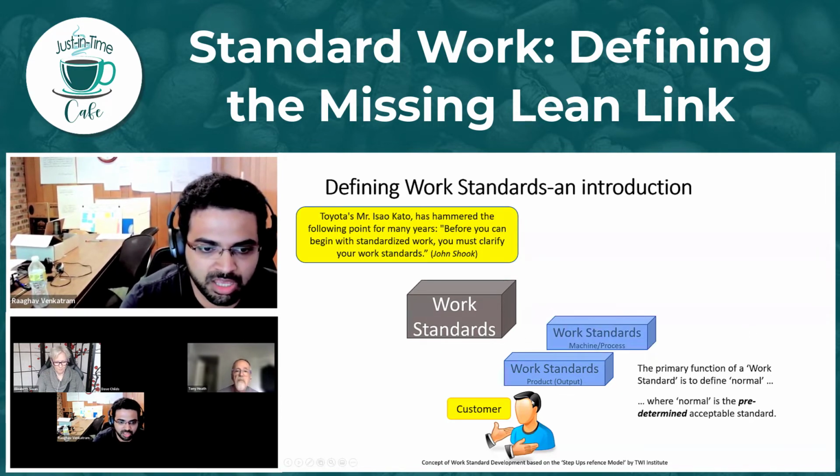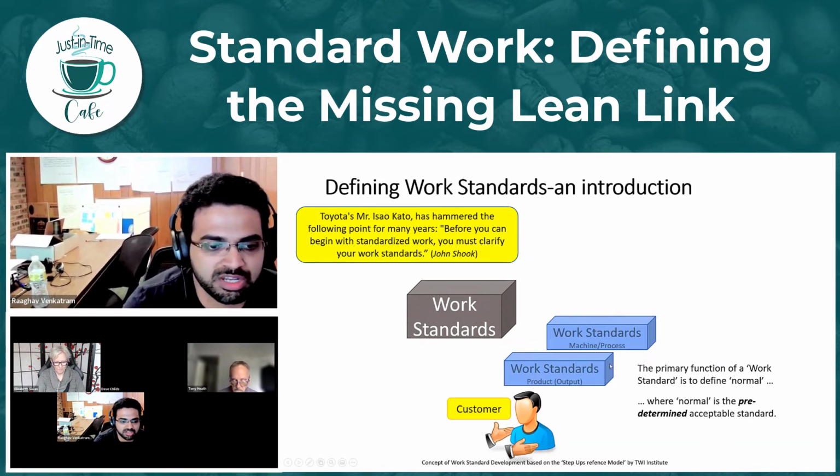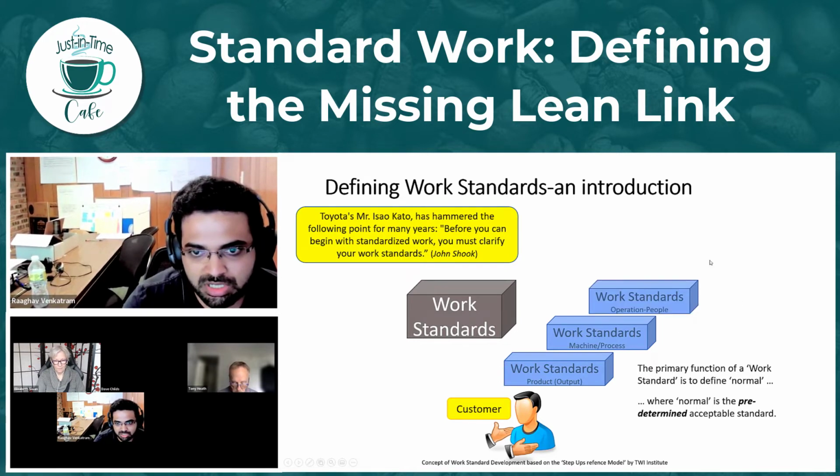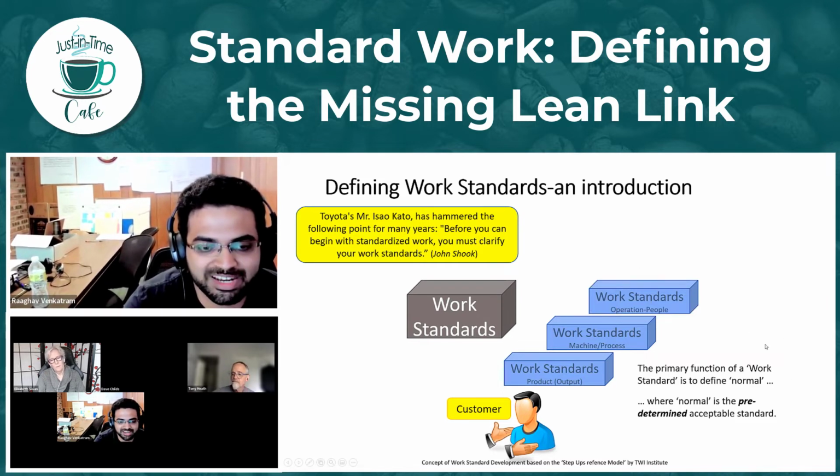Now, once you've identified that, you go upstream and decide, okay, now what is good for the machine or the process that produces that output? And once that has been established, then define what's good for the operation or the people who are doing the actual work.